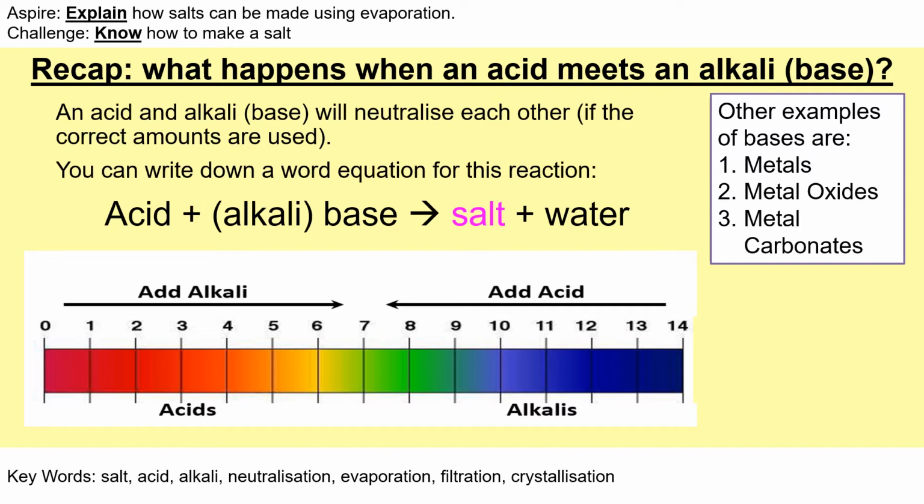Just a couple of reminders as well. Other examples of bases are metals, so that could be any metal such as iron, copper, zinc, magnesium, calcium, sodium, potassium. Metal oxides, so iron oxide, copper oxide, zinc oxide, calcium oxide, sodium oxide, and the metal carbonates, such as magnesium carbonate, calcium carbonate, sodium carbonate, iron carbonate. So they're all examples of bases.